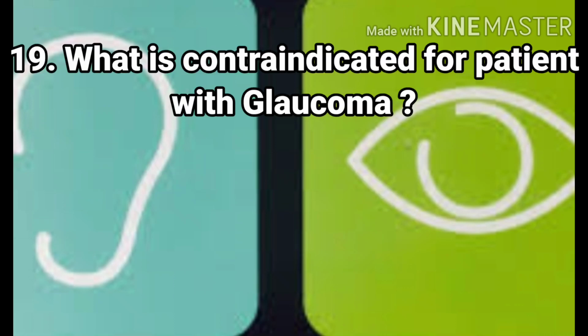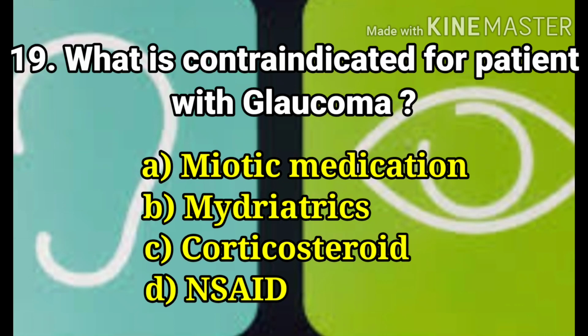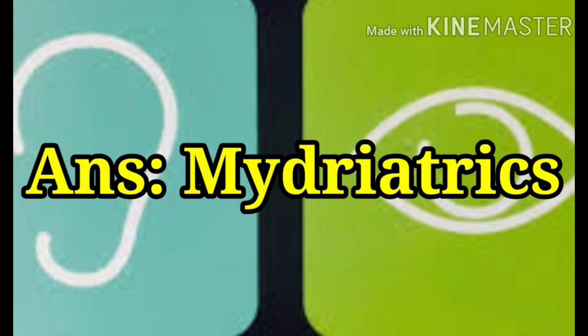And the next question, what is contraindicated for a patient with glaucoma? The options are mitotic medication, mydriatrics, corticosteroids and NSAID. What is contraindicated for a patient with glaucoma? And the answer is mydriatrics. The mydriatrics are used to dilate the pupil of eye. Some eyes with open angle glaucoma may develop increased intraocular pressure under mydriatrics. So, it is contraindicated for a patient with glaucoma.